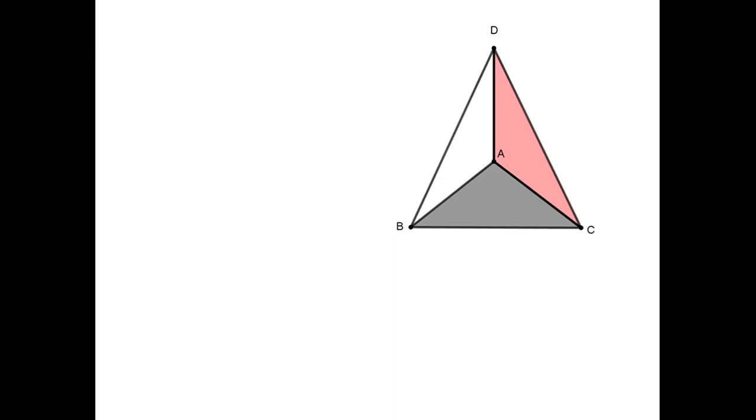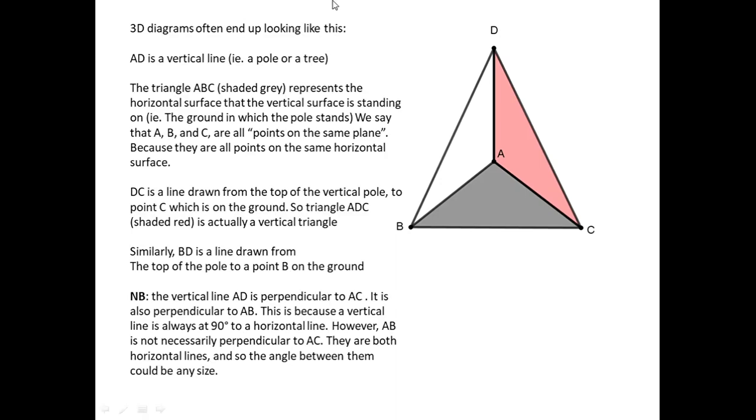Now the grey part over here, that's a horizontal surface. That's the ground, as it were. AD is a vertical line. Then line DC is a line from the top of the vertical pole or the vertical line or whatever it is down to the ground, which means that this red triangle here is actually a vertical triangle. Likewise, DB is a line from the top of the vertical pole down to the ground. So the white triangle on the left is also a vertical triangle.